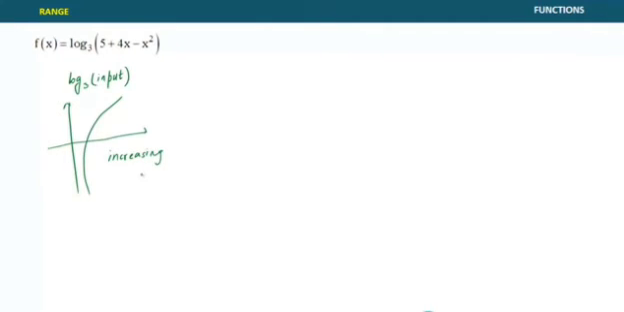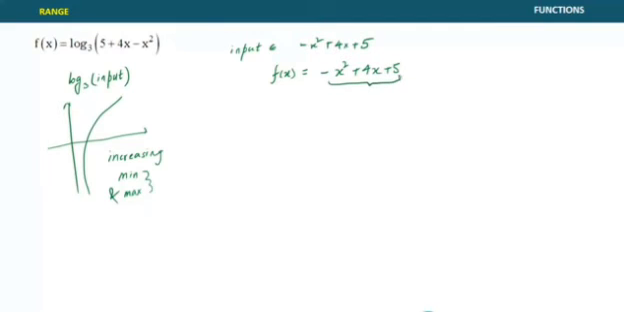So you just need to now find the minimum value and the maximum value of this function. This time around the input is a quadratic function. So what is the input? Input is minus x square plus 4x plus 5. Or in fact, if I take f(x) equal to this, it becomes minus x square plus 4x plus 5. You need to find the minimum and maximum value of this. Now the question is converted to finding the minimum and maximum value of this quadratic function. Can you easily tell me what it could be?